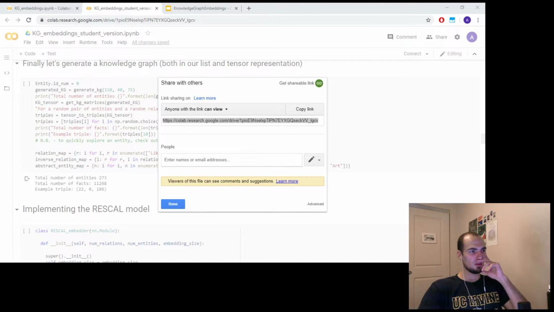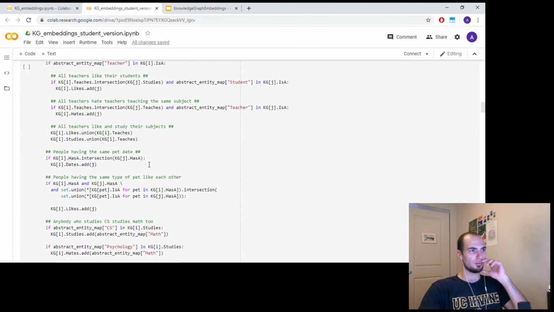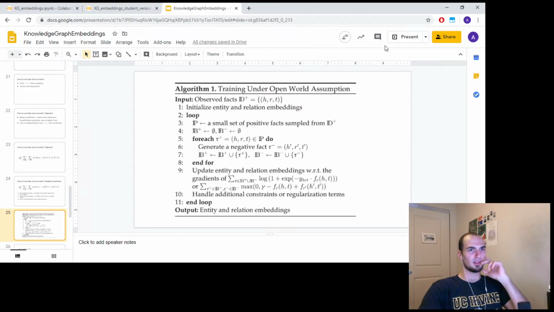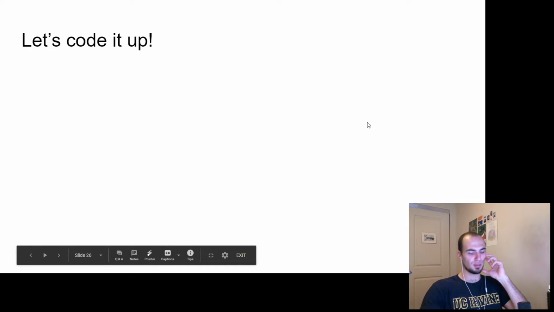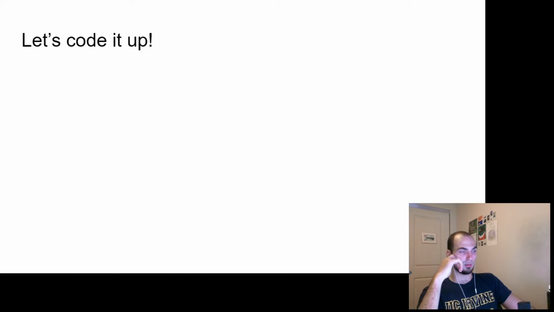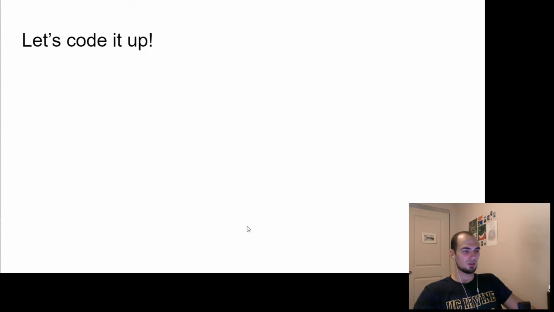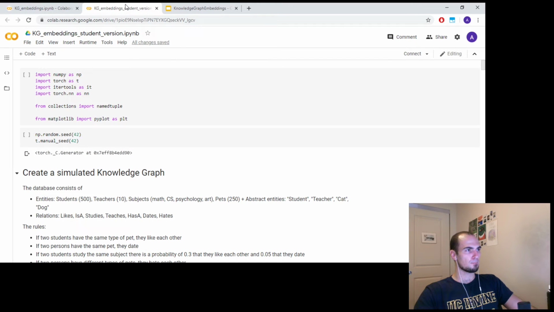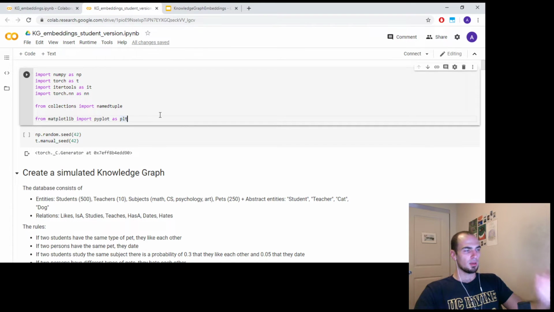And let's open the student version and try to go through the code together. The next slide was this one. Let's code it up. That's what we're going to be doing mostly for the remainder of the workshop. There's going to be a tiny additional part at the very end, but let's try to code it up.